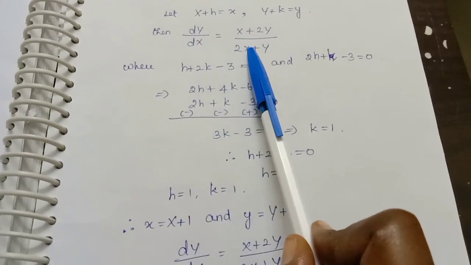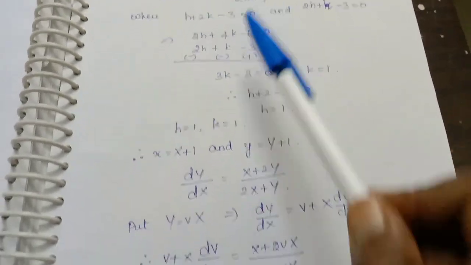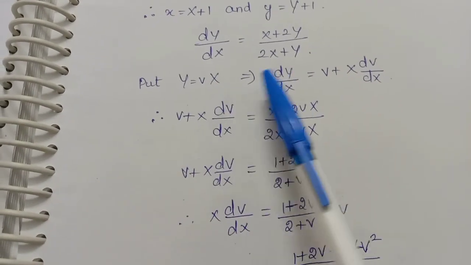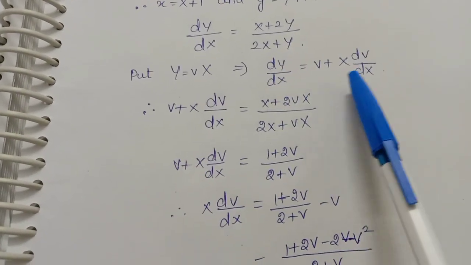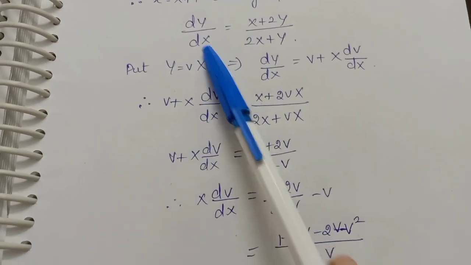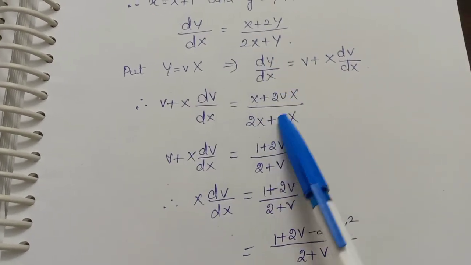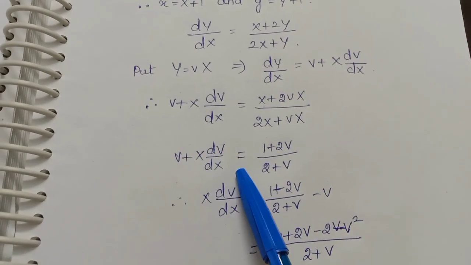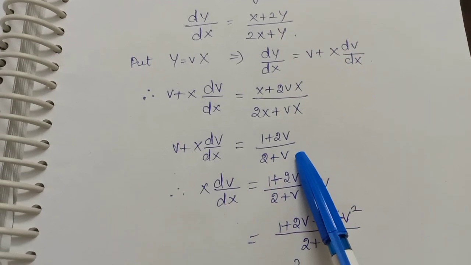Now this equation is homogeneous in capital X, Y, no? So for solving homogeneous equation, we have to take Y equal to Vx. That is dY by dX equal to V plus X into dV by dX. So substituting, what will we get? V plus X into dV by dX is equal to (X plus 2VX) by (2X plus VX). So V plus X into dV by dX is equal to (1 plus 2V) by (2 plus V).